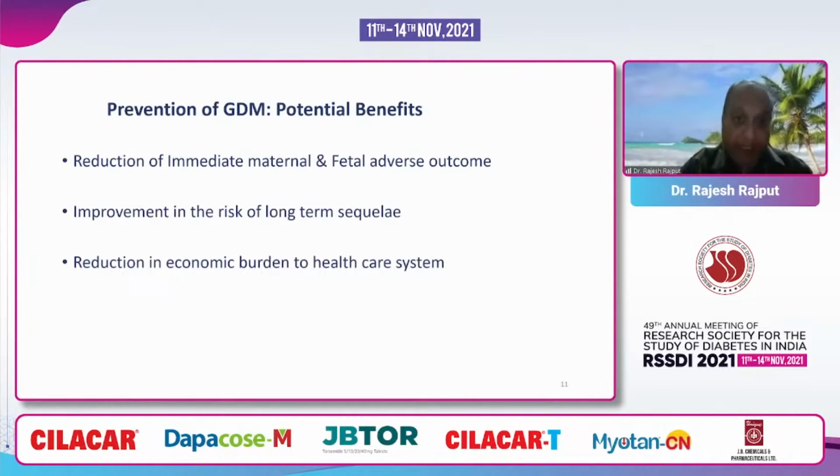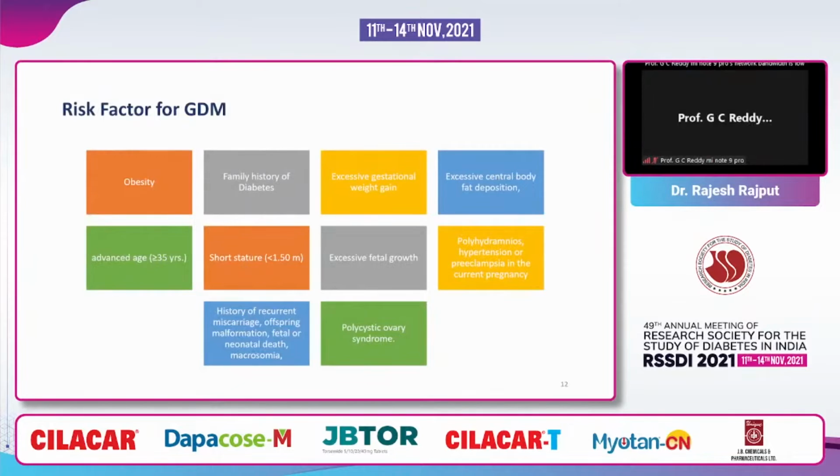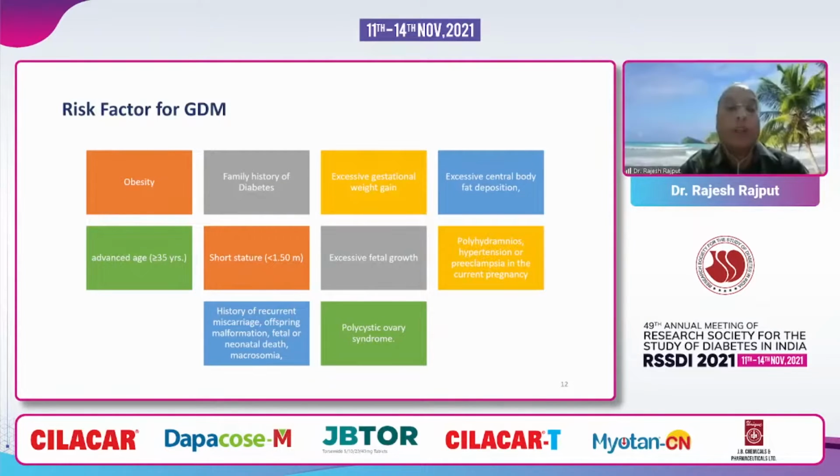Now it has been identified that for care of GDM, the cost of pregnancy delivery, if we consider vis-a-vis non-GDM, is 3 times higher. So it is a huge burden on the healthcare system. Now these are a number of risk factors which, as I have told, we have identified in our own study, from advanced age, obesity, short stature, family history of diabetes, and so on.